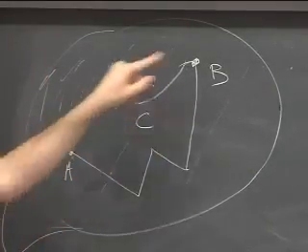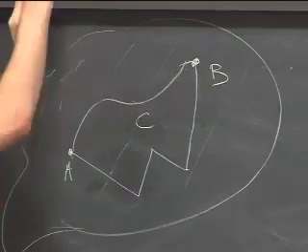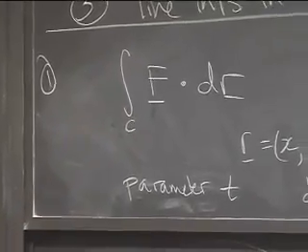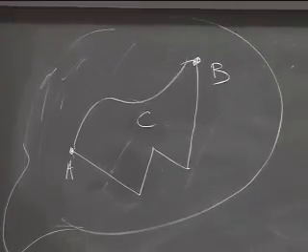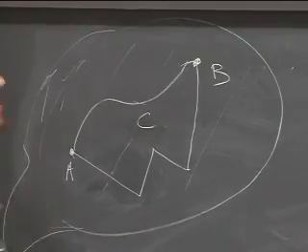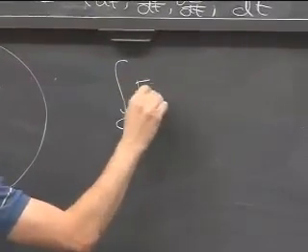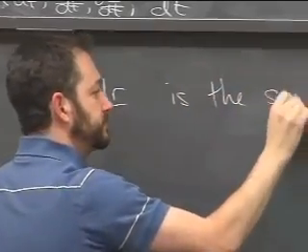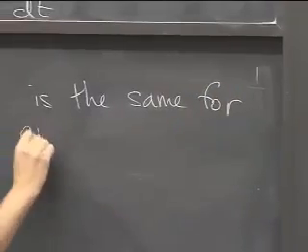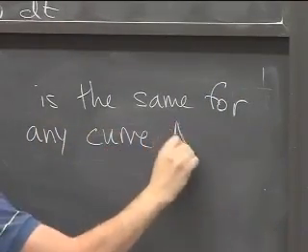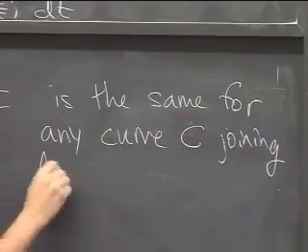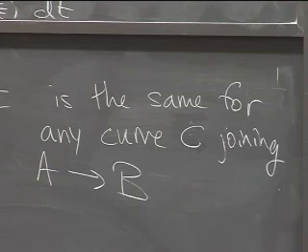Here are 2 different curves getting from A to B. You get 2 different integrals. I should have put the C here. Okay, so you have 2 different integrals, and you probably will get 2 different values, depending on the curve. But there are some special vector fields F where this quantity, the integral of F dot dr, is the same for any curve C joining the points A to B. C has to have direction. You get the negative answer if you go backwards.